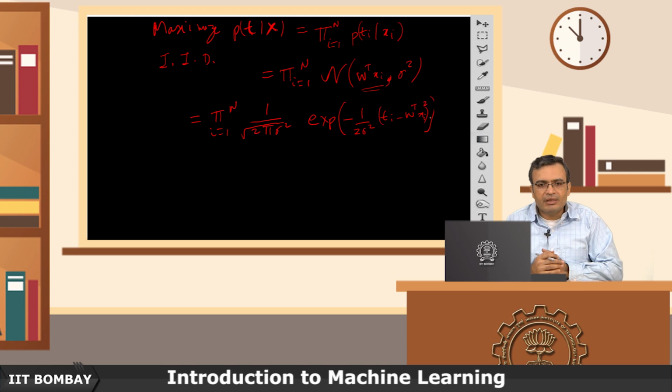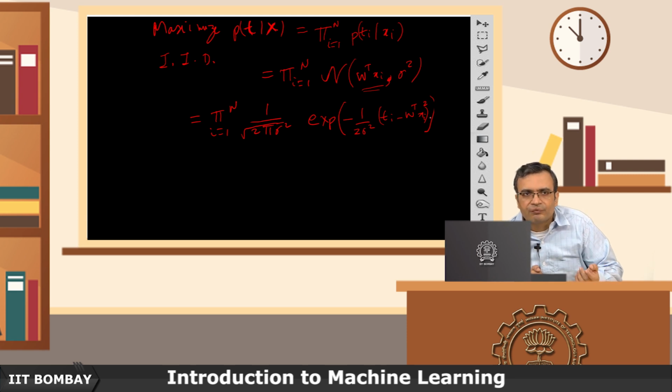Now if I want to maximize this, why do I want to maximize it? Given the model, I should have high probability for the values of t that I have observed. If I don't get high probability for the t's that I have observed, then my model is not very good, because it is giving me very improbable values of t. So I want to maximize this probability, and when I want to maximize a function, I can take a monotonic function of that function and maximize that.